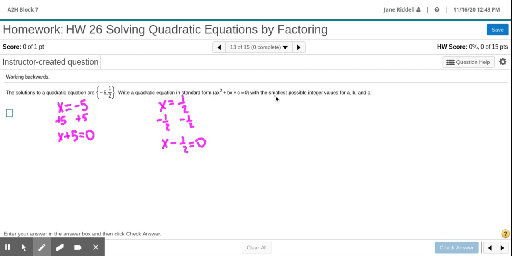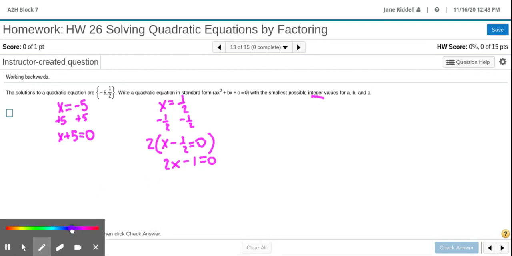Now, one thing it does say is write a quadratic equation in standard form with the smallest possible integer values, which means that if we're working with a fraction like this one, we want to get rid of the fraction. Remember, a fraction bar means divide, so the opposite of divide is multiply. If I'm going to get rid of a divide by 2, that means I'm going to have to multiply everything in this equation by 2. So that's going to give me 2x minus 1 is still equal to 0.